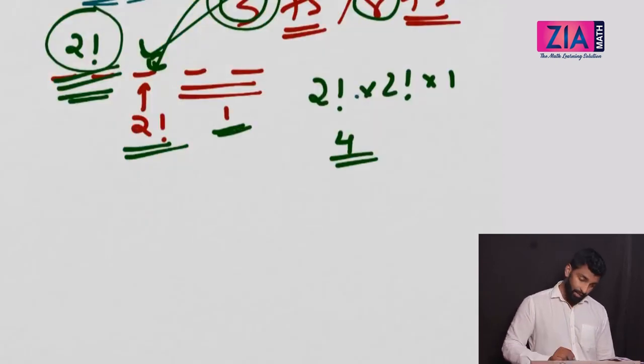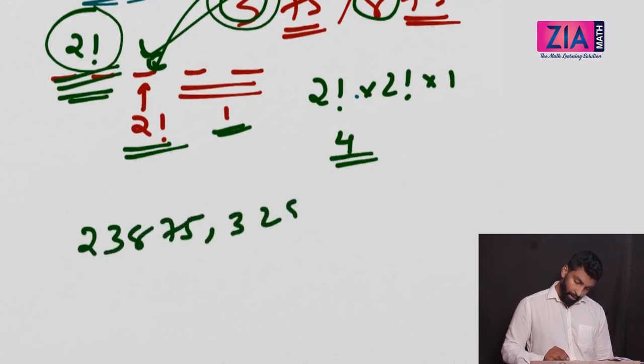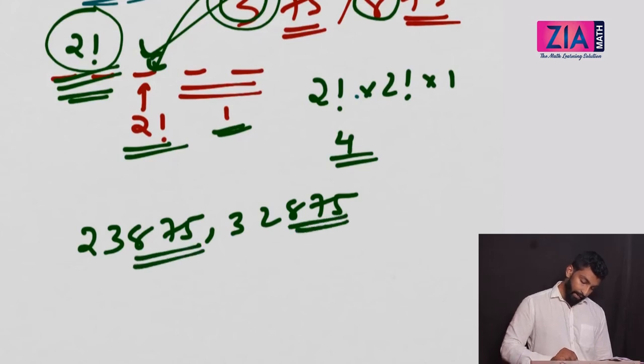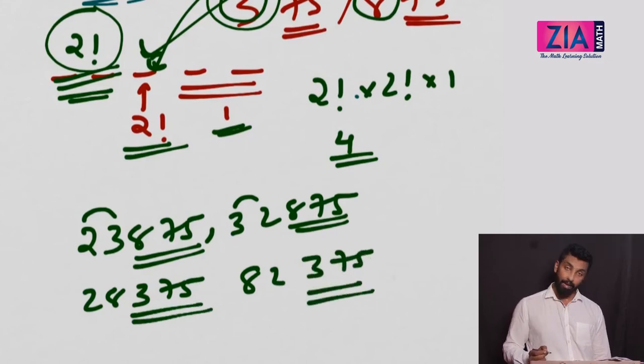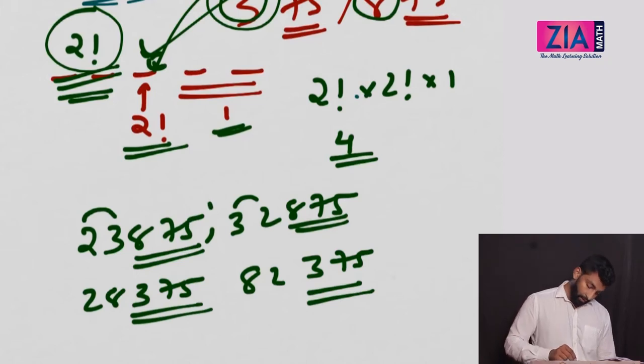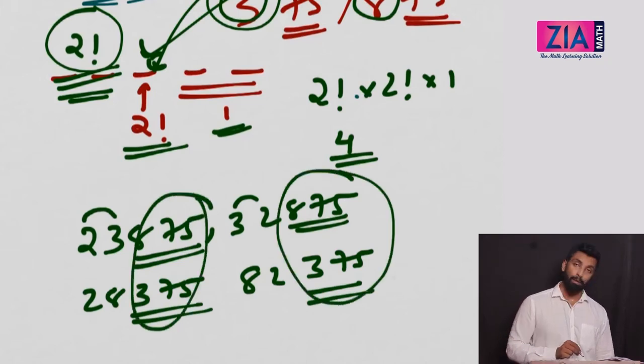And what are the numbers? 2, 3, 8, 7, 5, 3, 2, 8, 7, 5, right? Because I kept 8, 7, 5 and I interchanged this. Now what I'll do, I'll take 375, right? So it will be 2, 8, 3, 7, 5 and 8, 2, 3, 7, 5. What I'm doing here, I'm keeping this as the last 3 digits. Why? Because only in this case the number is divisible by 25. And this I am interchanging.